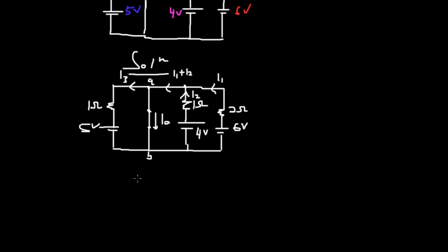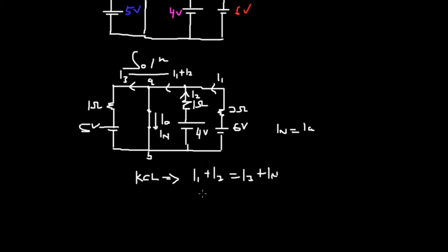According to Kirchhoff's law, KCL, the current entering has to be equal to the current leaving. So we have I1 plus I2 has to be equal to I3 plus IN. We are trying to find IN. Note that IN is the same as IA. Don't be confused.